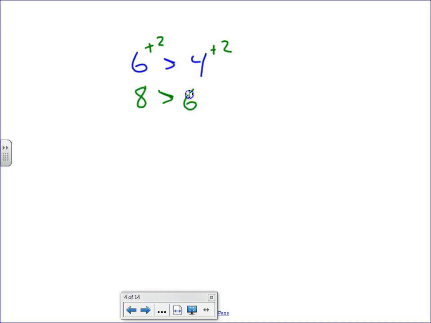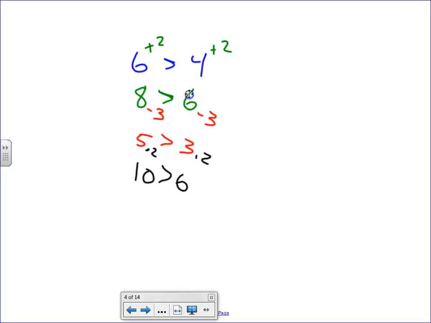Let's now subtract 3 from both sides. So what happens when we subtract something from both sides? I get 5 and I get 3. I know 5 is still greater than 3. The left side is still greater. So nothing changes when we subtract something from both sides. Let's take a look at when we multiply something. Times 2 on both sides. 10 and 6. 10 is still greater than 6. Nothing has changed.